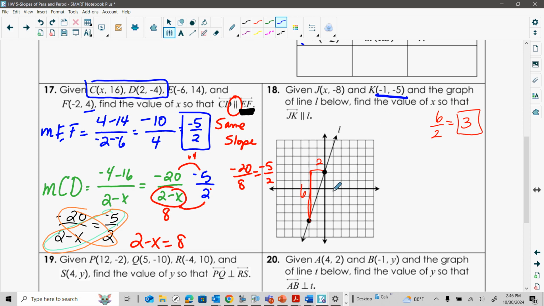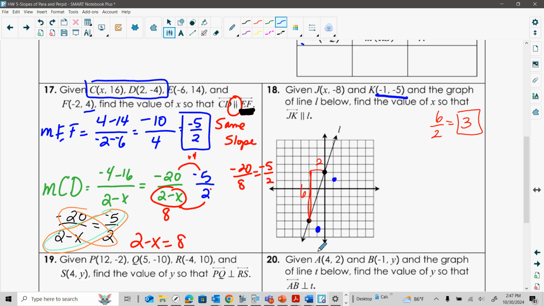Well, I have a given point K, and these lines are parallel. So if I just start with my given point, which was a negative 1, negative 5, and I keep the same slope, I'm doing my rise over run. So I'm counting up 6, and then to the right 2. Okay. So we're trying to find what the x coordinate would be if I had a negative 8 y coordinate.